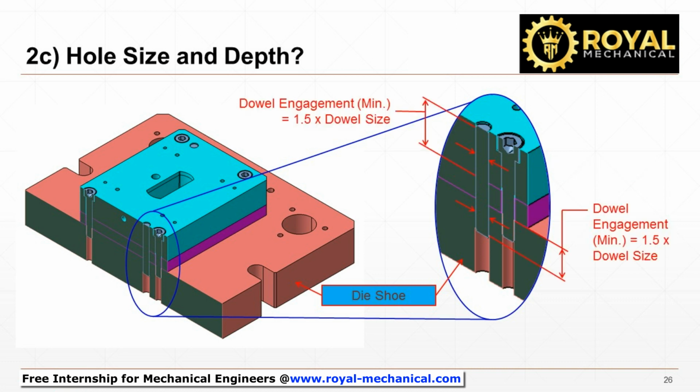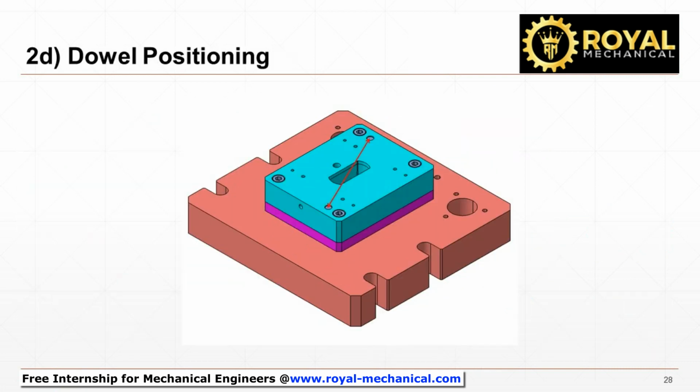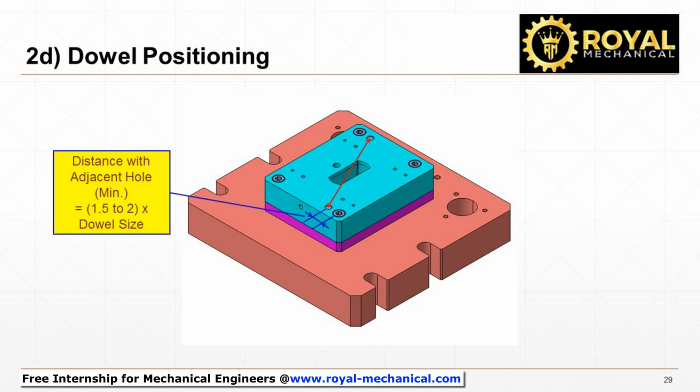How do we decide the hole depth? The engagement between the hole and the dowel should be 1.5 times the dowel size. For example, if you are using a 10 dia dowel, then the hole depth should be minimum 15 mm. Any additional depth available can be relieved, which will make it easy for the assembly and disassembly of the dowel. Generally, dowels are positioned as far as possible from each other. The dowel's distance with any adjacent hole shall be 1.5 to 2 times the dowel size.